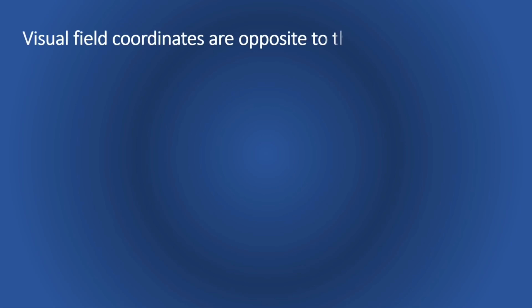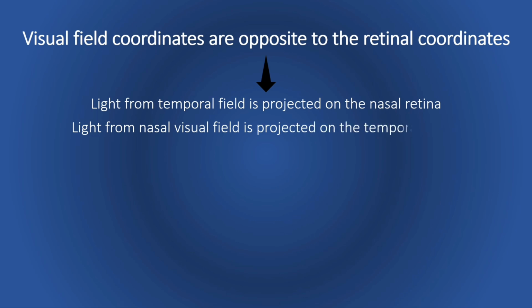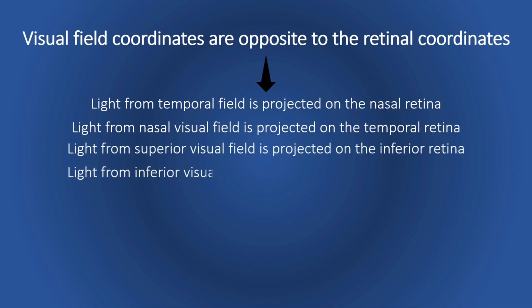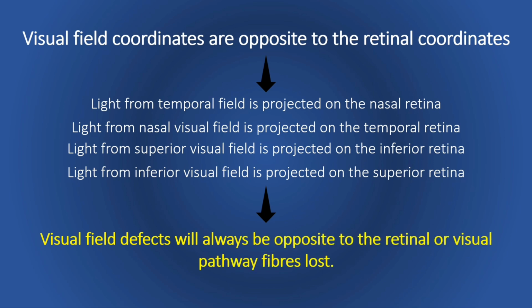But before discussing lesions, make sure you are clear with some points that will help in better understanding of visual defects. And that is, the visual field coordinates are opposite to the retinal coordinates. Light from the temporal visual field is projected on the nasal retina, and light from the nasal visual field is projected on the temporal retina, and the same goes for superior and inferior visual fields. So from this you remember one thing, that visual field defects will always be opposite to the retinal or visual pathway fibers lost.